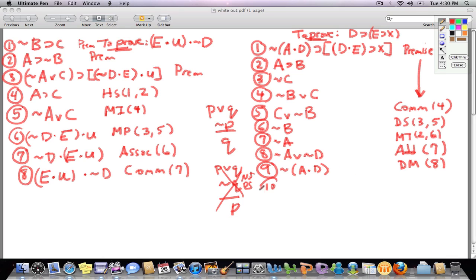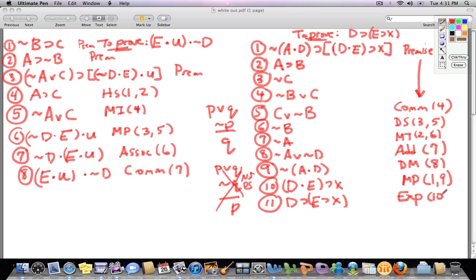And now we're about home. Now we've got the modus ponens, lines 1 and 9. D and E implies X. Modus ponens 1 and 9, we said. And that's how it goes. And then we just use exportation, and we're done. That's also the same as saying if D, then if E, then X. It's exportation on line 10. And that's a couple of proofs.